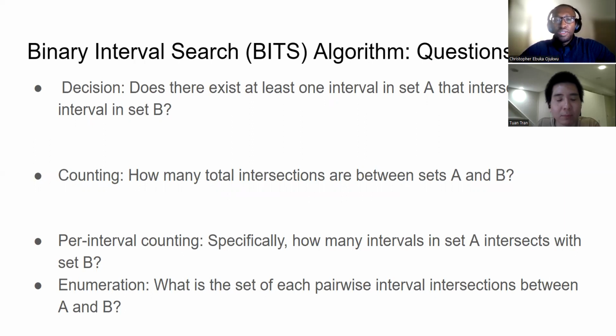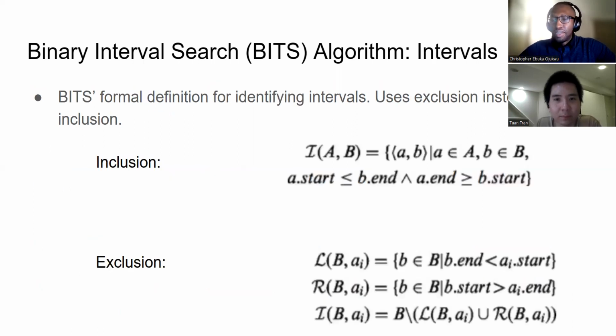And we have other minor functions that also work behind the interval counting and enumeration. But for the purpose of this project and the importance of the algorithm, we'll be focusing on just the decision and the counting, because that's where the bulk of the algorithm is. So I'll be handing over to my team partner, Tuan, to start explaining the algorithm.